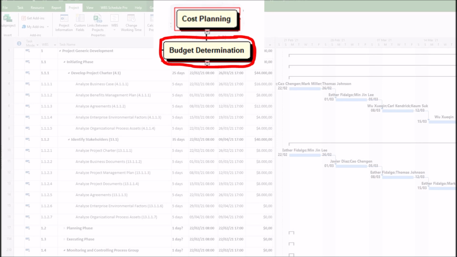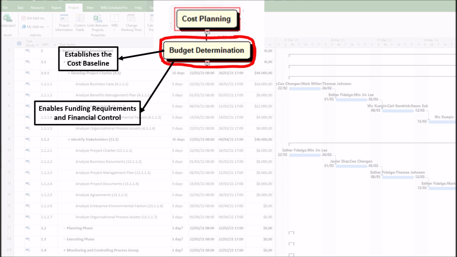Here's why the determined budget process is so important. 1. Establishes the cost baseline. The determined budget process aggregates cost estimates for activities, work packages, and control accounts to create an approved time-phased budget, such as the cost baseline. This baseline is essential for tracking expenditures and ensuring the project stays within financial constraints.